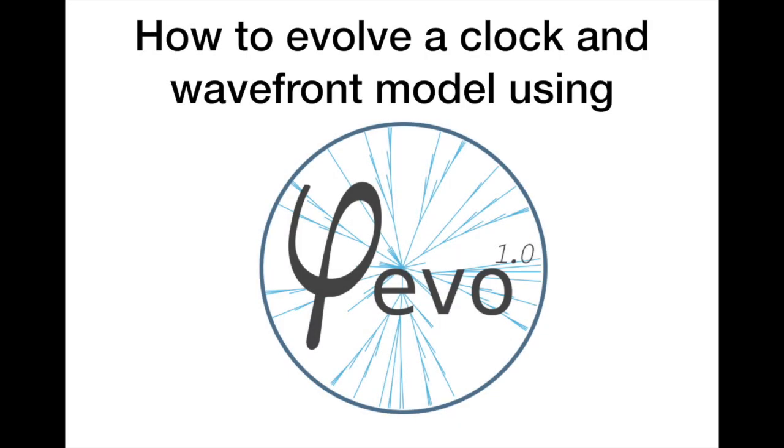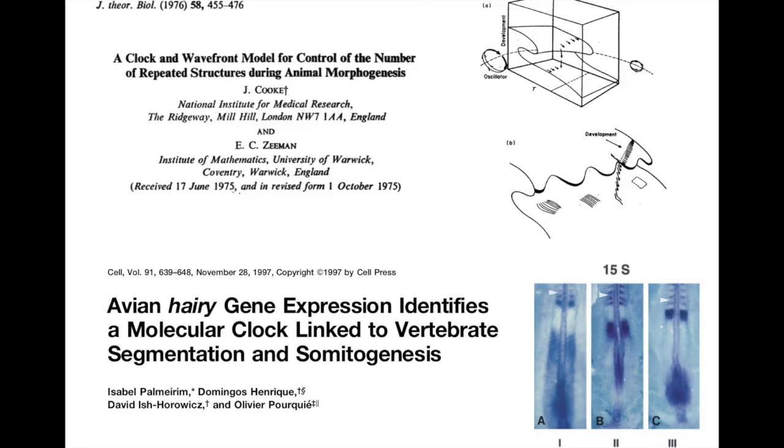Hi, my name is Paul-François, and in this tutorial I will show you how to use phievo to evolve a clock and wavefront model. The clock and wavefront model was proposed in 1976 by Cooke and Zeeman to explain how you form somites, which are precursors of vertebrae.